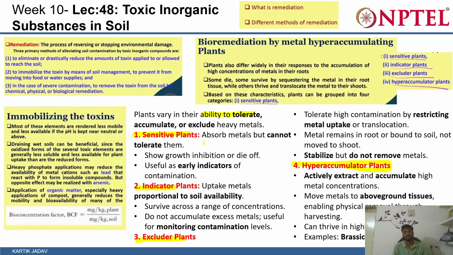While indicator plants take up metal proportional to the soil availability. They also survive across a range of concentrations, do not accumulate excess metal, and are generally useful for monitoring contamination levels. Third, we have excluder plants, which tolerate high concentrations by restricting metal uptake or translocation; the metal remains in the root or bound to soil but does not move to the shoot. So they stabilize but do not remove the metal. Hyperaccumulator plants actively extract and accumulate high metal concentrations and move metal to above-ground tissue, enabling physical removal through harvesting. They can thrive in highly contaminated soil, for example Brassica, Alyssum, and Thlaspi.